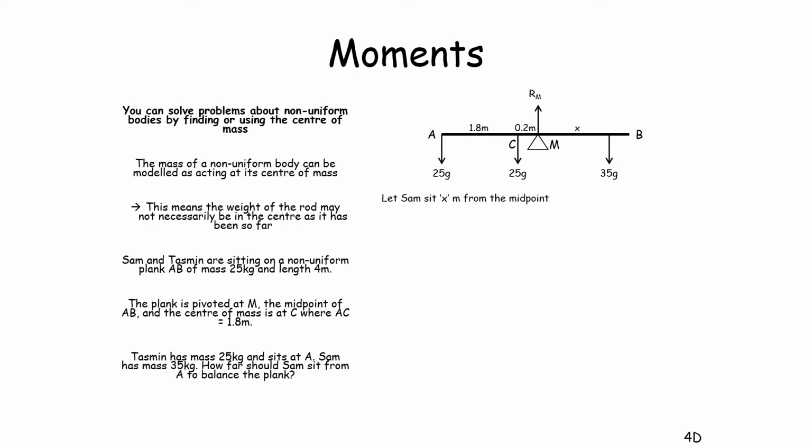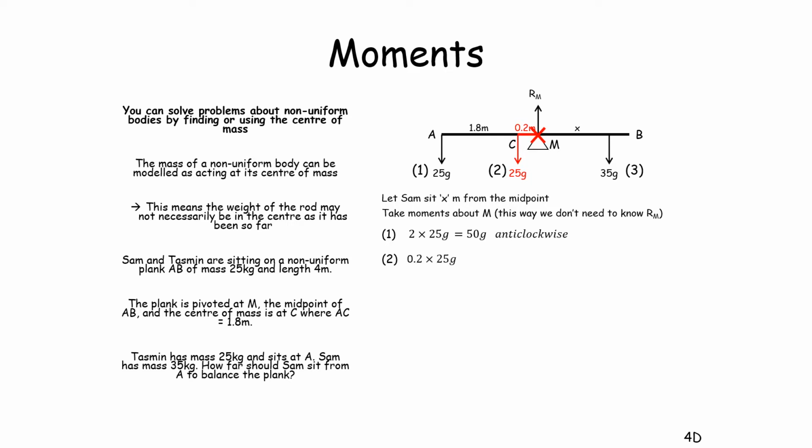Let's call the distance from M to where the 35G is, because that's the weight of Sam, x, because we don't know exactly where Sam must sit for this to be balanced. Now we simply take moments, and you'd be wise to take moments about M, so we don't need to deal with the force Rm. We have three forces. The first force is 2 times 25G, that's 50G anti-clockwise.